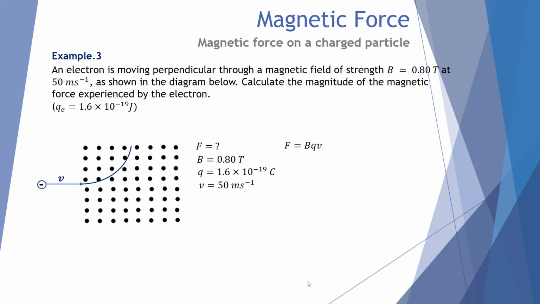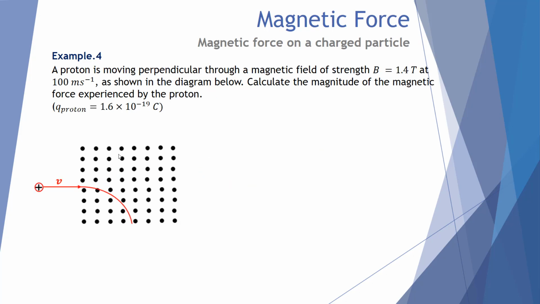Our equation again was F equals BQV, and we sub our values in, where B was 0.8 of a Tesla, Q was 1.6 by 10 to the negative 19 coulombs, and V, the speed, was 50 meters per second. Multiply those three variables together, and we end up with a force, a centripetal force pushing towards the center of a circle, of 6.4 by 10 to the negative 18 newtons.